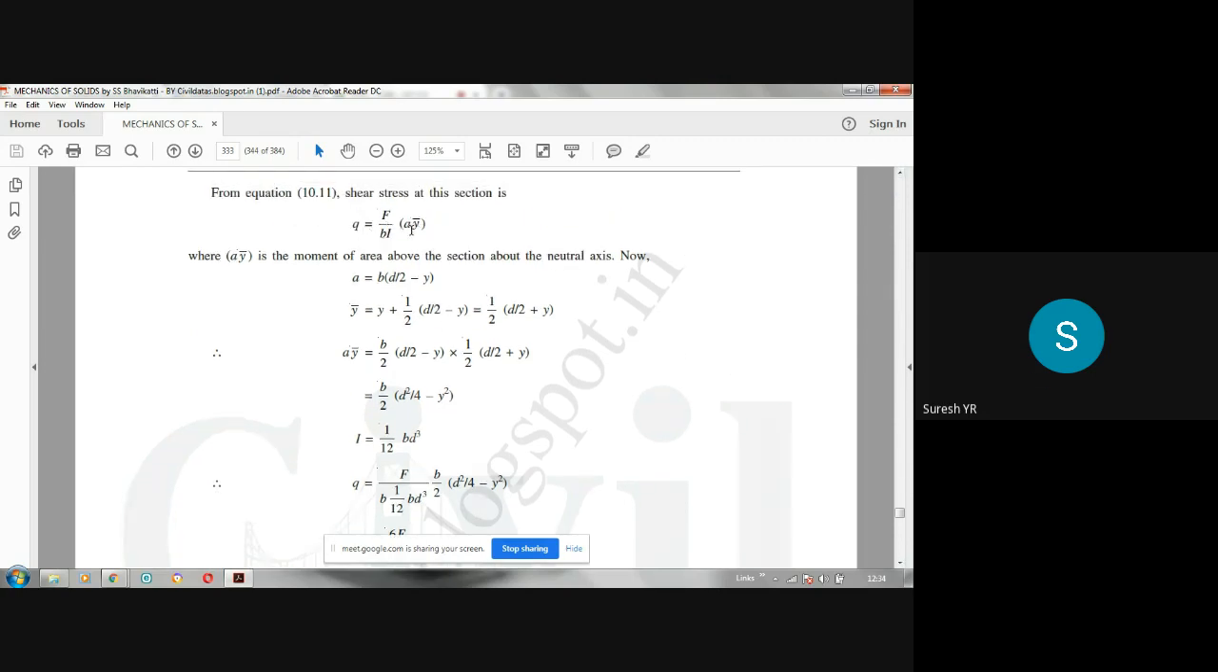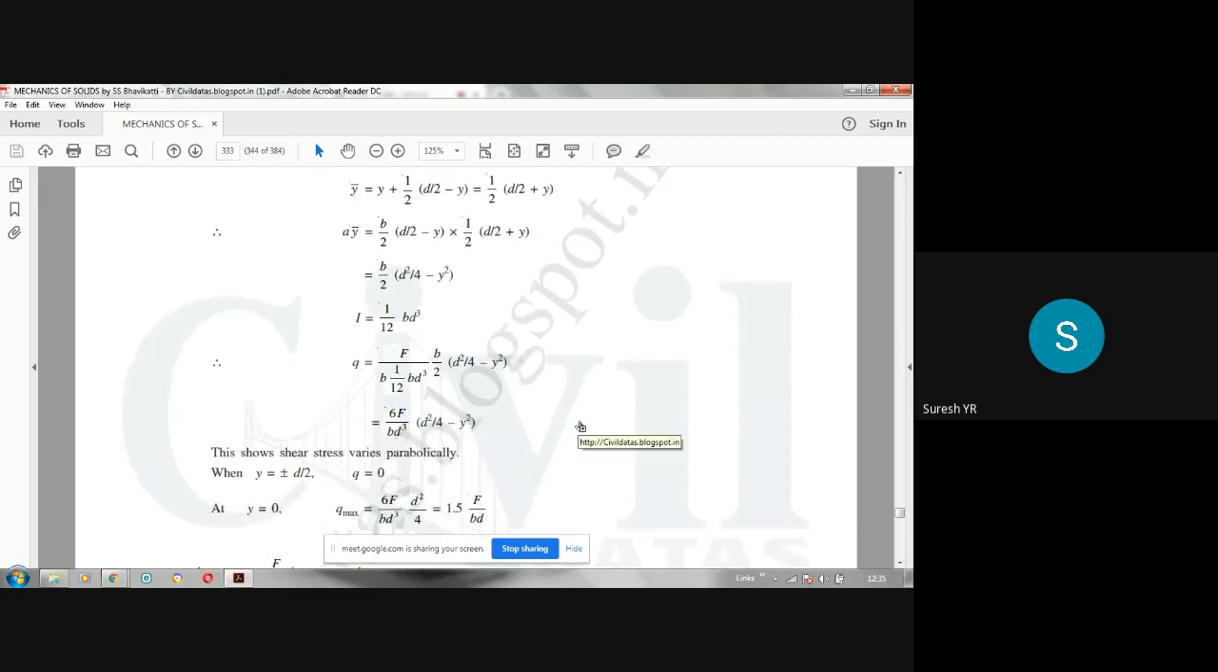So see here, A y bar is this, and I is bd cube by 12. Now substitute. Therefore q is equal to F into A y bar divided by I b. F is constant, and b is b only here, the width of the section. I is bd cube by 12 into A y bar, which is this. If you simplify, you will get 6F divided by bd cube into (d square by 4 minus y square). So this is the expression for shear stress across the section, across the depth. By knowing the value of y, you can get the value of q at different values of y. Here d is constant, b is constant, F is constant, only y is the variable.